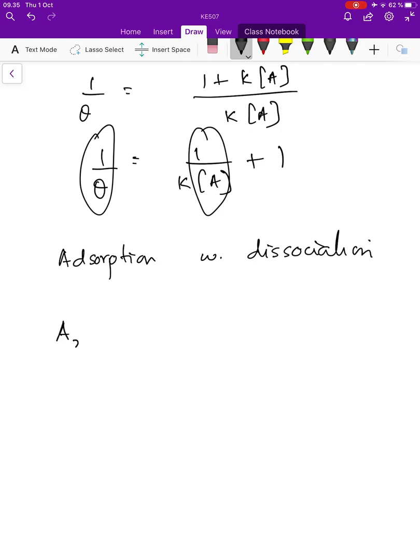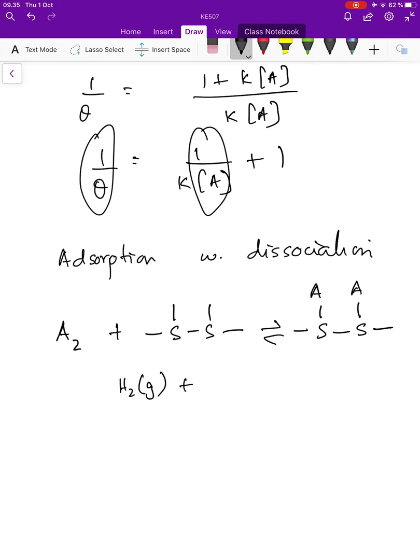What does that mean? You have a material such as A2 now, and it adsorbs on a solid surface, but it does so along with dissociation. So one atom adsorbs on one site and the second atom adsorbs on another site. The most simple example of this is a hydrogen molecule being adsorbed on glass to form two hydrogen atoms linked to glass.